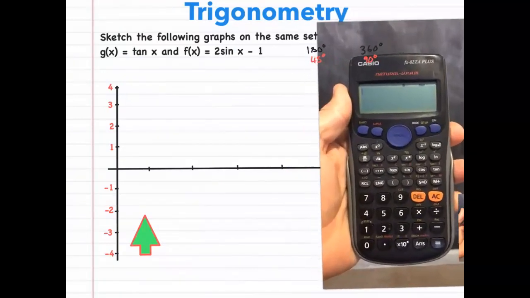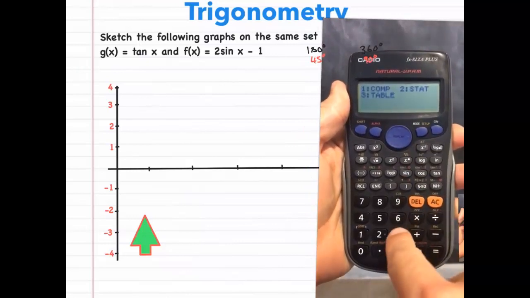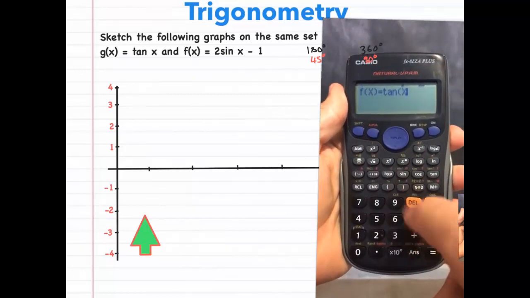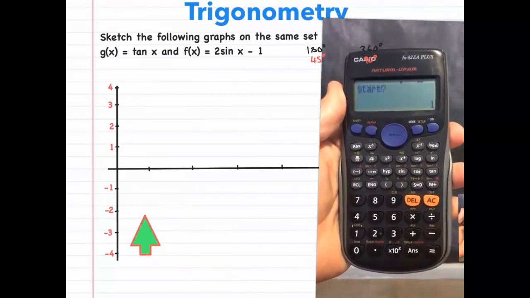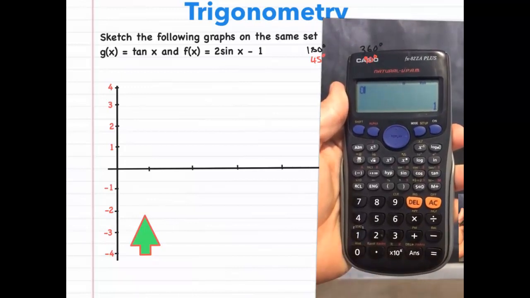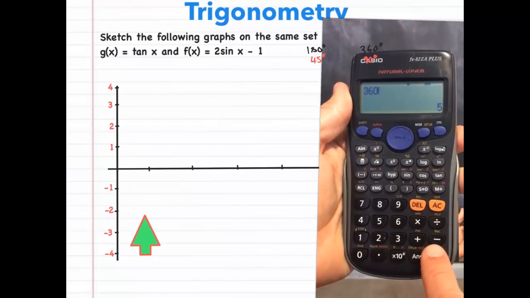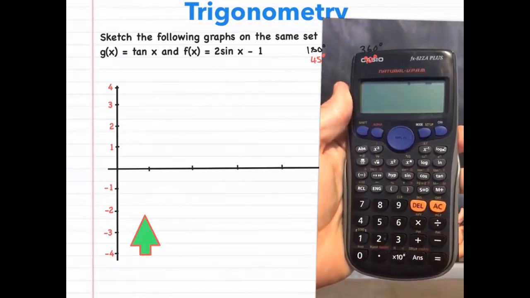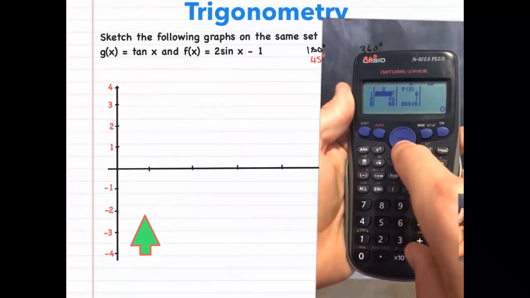So out comes my calculator and then we can start. First, there's the mode button, then 3 for table, then we type in the tangent and x, alpha x, close the bracket. We're not going to work with gx. We start at 0, we end at 360, and we press equal again. We're going to use a step of 45. There we go, and that is all our plotting points. So basically we're going to work with steps of 45.